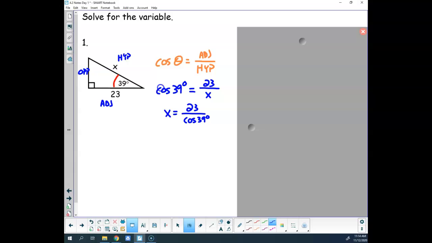Okay? So I get here 23 divided by the cosine of 39 degrees. I get x is 29.5955. Usually, we round to tenths when we're dealing with sides.